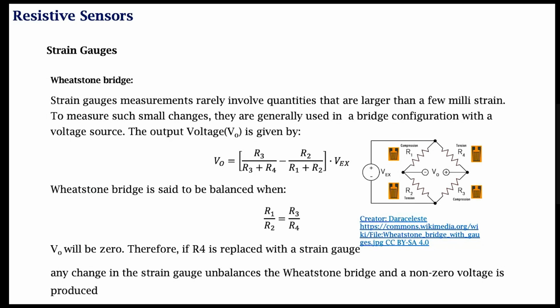we need to use a bridge configuration with an input voltage, in this case, which is the VEX. And if you use some circuit theory and some circuit analysis, you could come up with an expression for the output voltage as R3 divided by R3 plus R4 minus R2 divided by R1 plus R2 times the input voltage. How would I come up with this? Some basic circuit analysis. Please do check how I have done this.